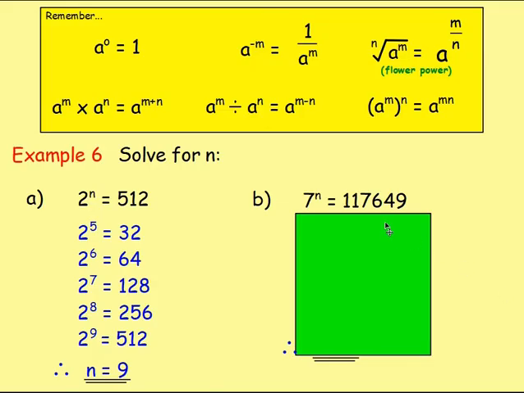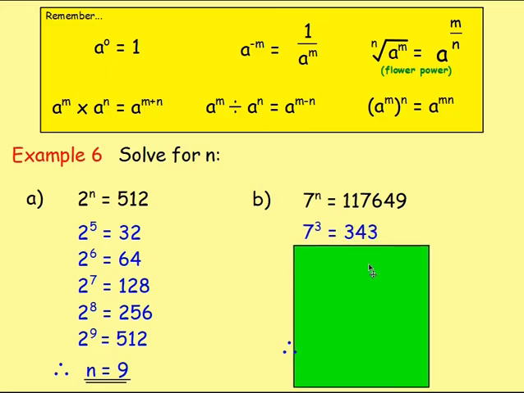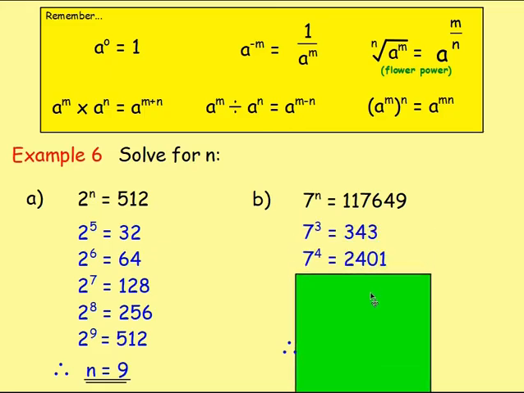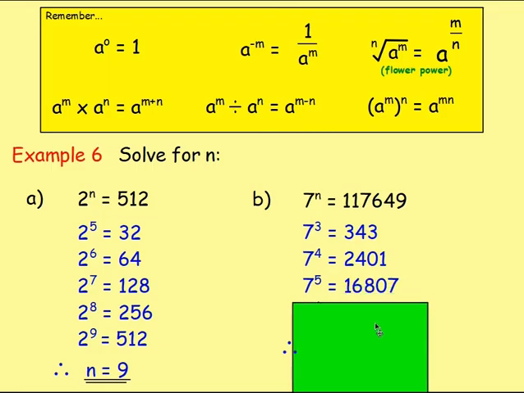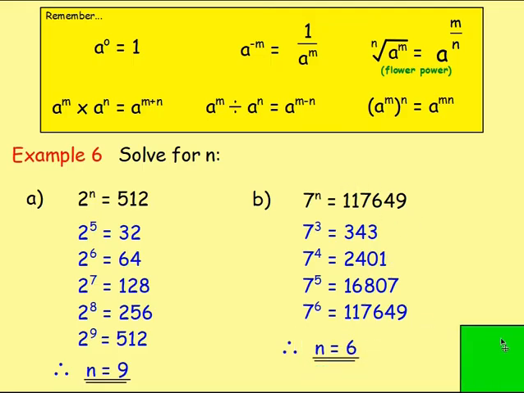Again, 7 to the power of 1 is 7, 7 to the power of 2, 7 times 7 is 49. You can work out 7 to the power of 3, 7 times 7 times 7, 7 to the power of 4. So multiply by 7 again, and again, and again, and look, we've got this answer here. So you know then that n is going to be 6, because it's 7 to the power of 6 that will give us this number.